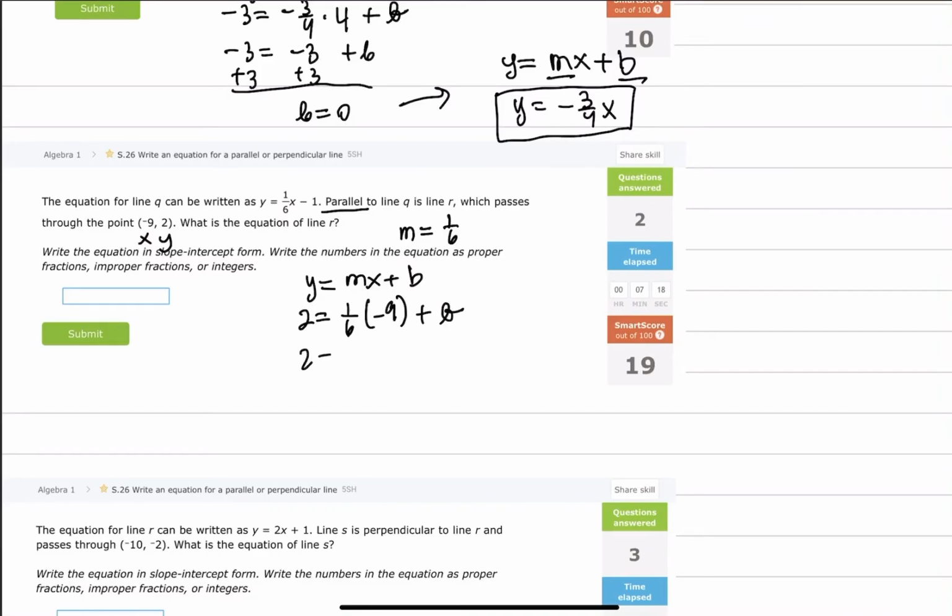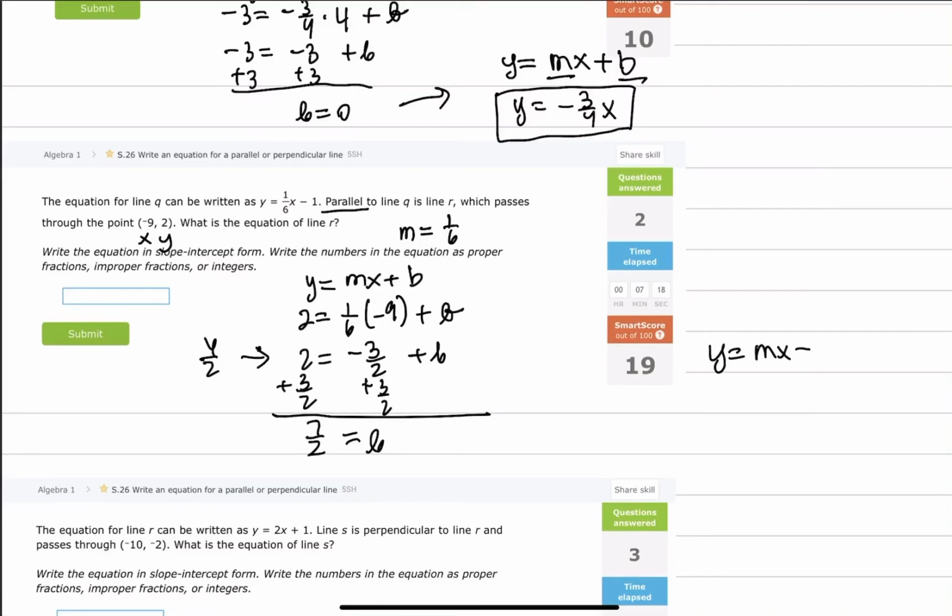So y was 2. The slope is 1 over 6 times x, which is negative 9, plus b. So negative 9 over 6 can be simplified to negative 3 over 2. We're going to add 3 over 2 to both sides. And this gives us that b is equal to, so 2 is the same as 4 over 2, so 4 over 2 plus 3 over 2 is 7 over 2. And now again, we're going to take our y equals mx plus b and only replace the slope and the y-intercept. So the slope was 1 over 6x, and the y-intercept is 7 over 2.